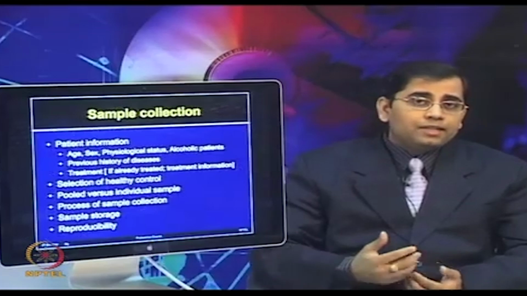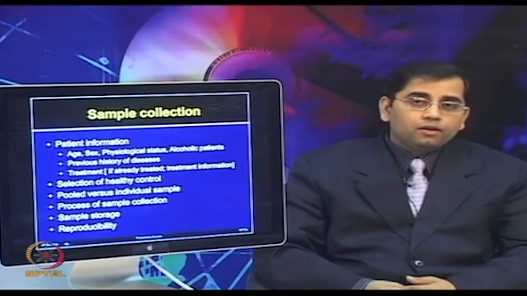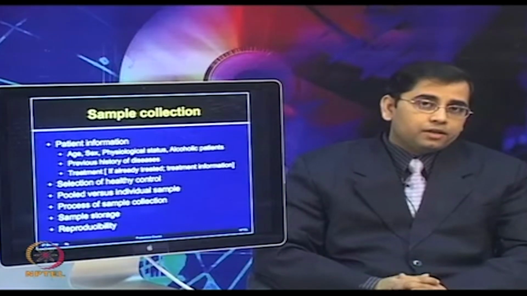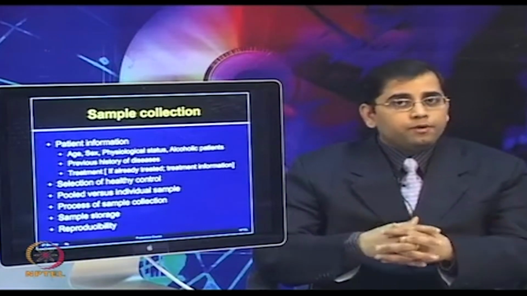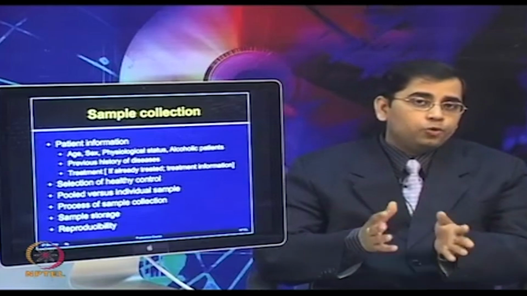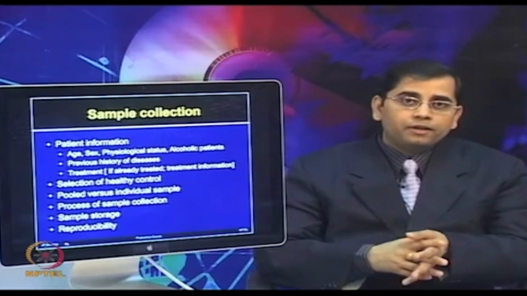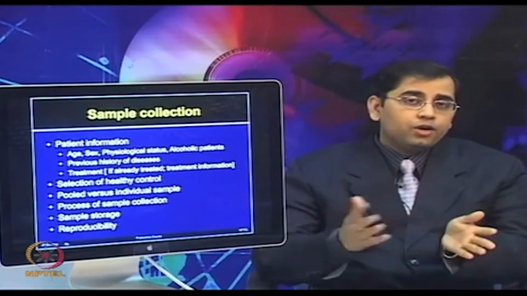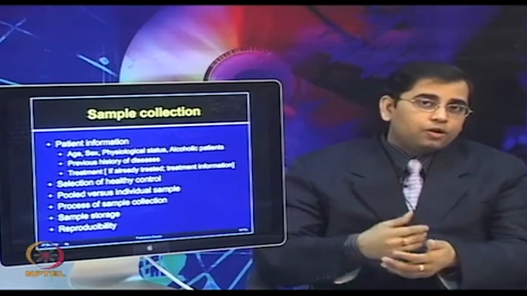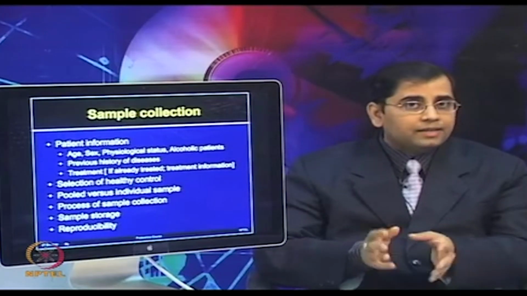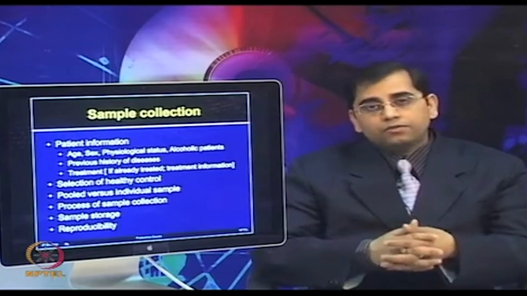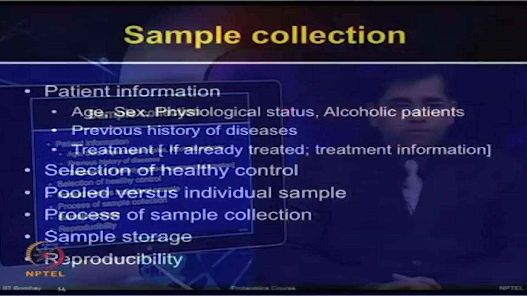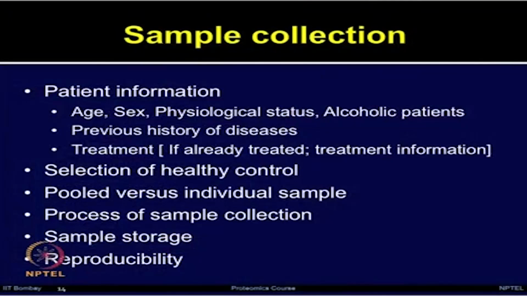So, there are discussions going on whether, for such large clinical cohorts, groups of patients and controls can be pooled and then analyzed. For example, rather than analyzing 200, if we make a pool of 10 patients, then you have 20 samples. But that all depends on the investigators and the kind of experimental design they have in mind for performing such studies. Then the sample collection process becomes very important.